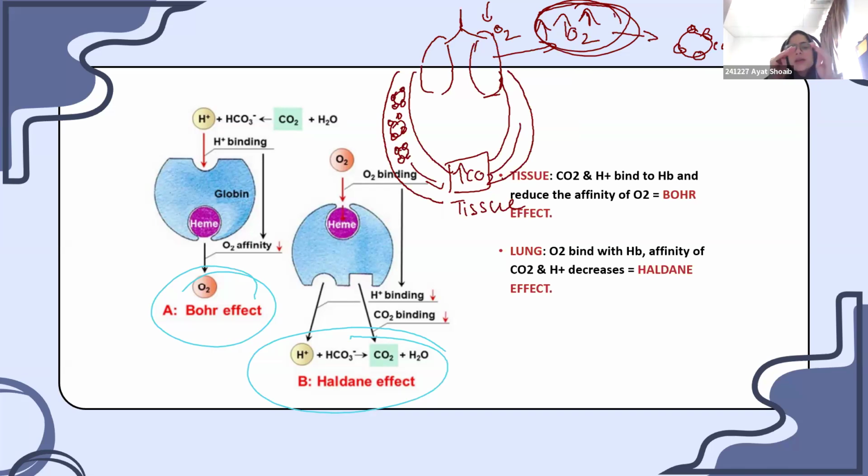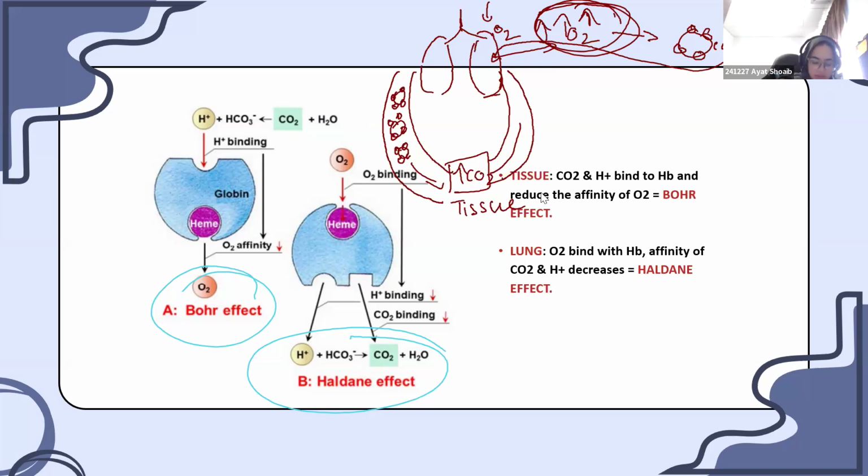Why do we need to decrease the affinity of CO2 here? So that the hemoglobin can leave the CO2 and the CO2 can go into the lungs and then come out, okay? Like we breathe CO2 out. That's why we need to decrease the affinity of CO2 in the lung, so that the hemoglobin can let it go so we can take it out.